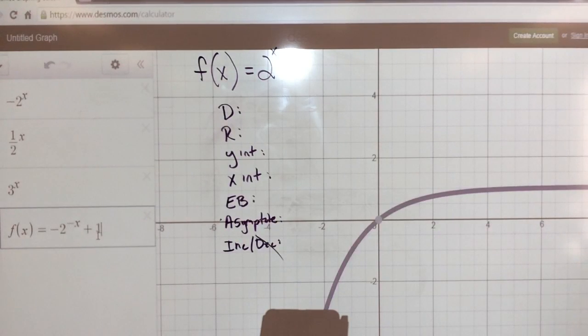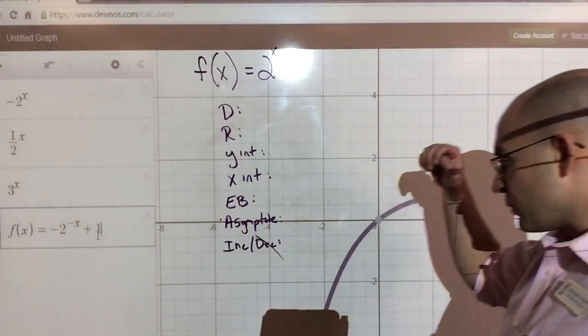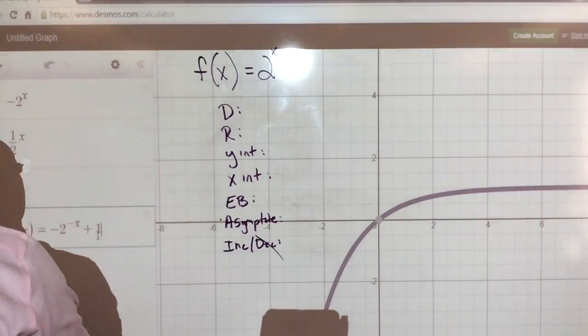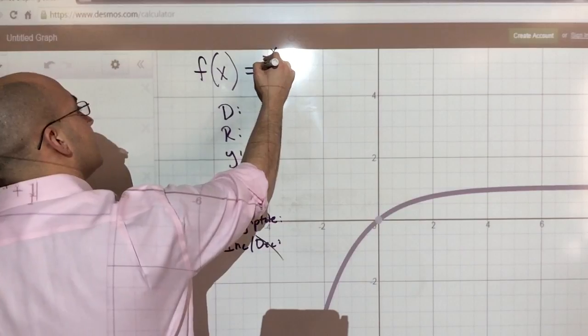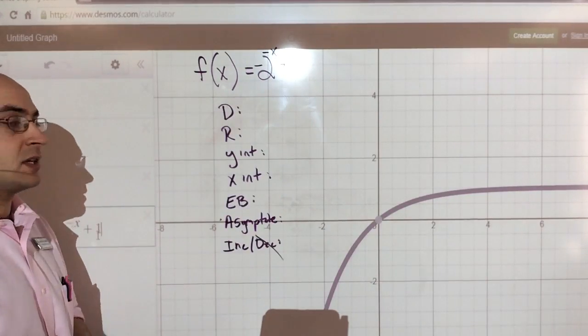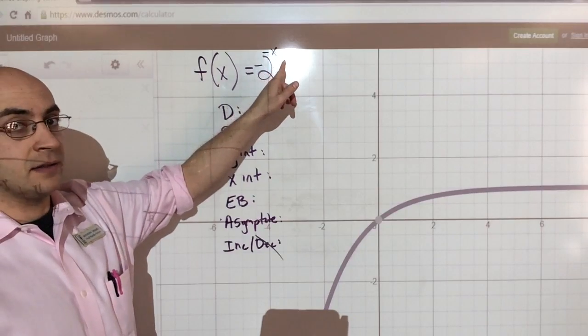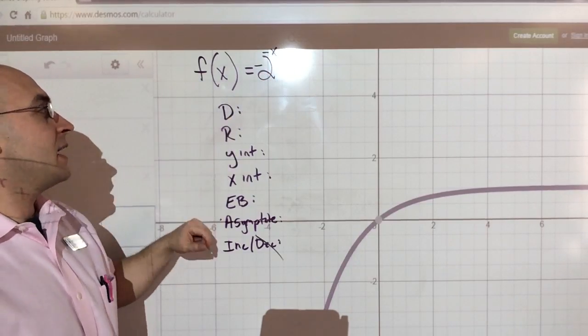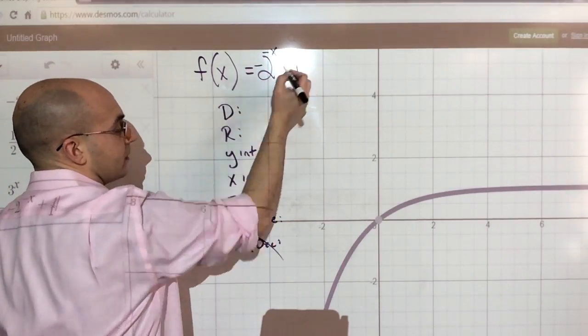Booyah. Okay, so this is the function. F of x equals -2 to the negative x power plus 1. So I've got 3 transformations here. I've got an x and a y reflection, and then I've got a vertical shift up of 1.